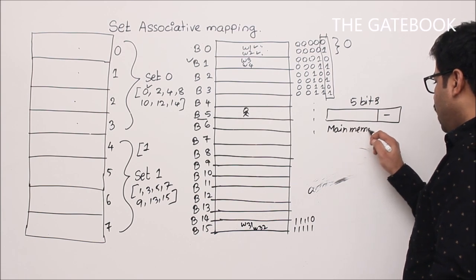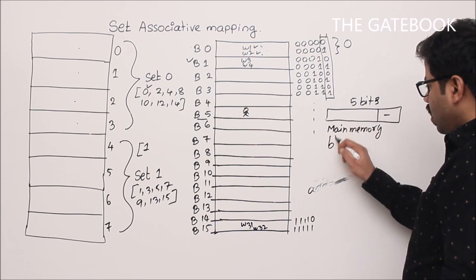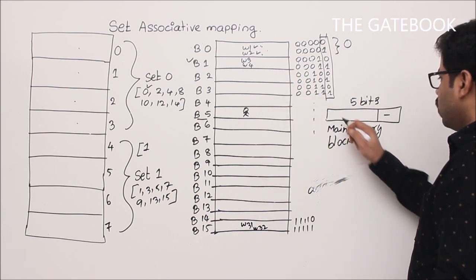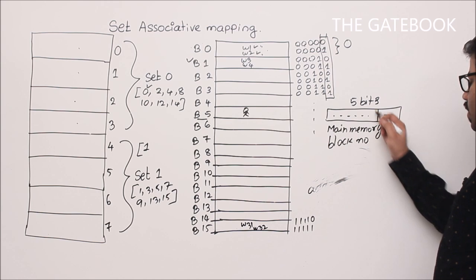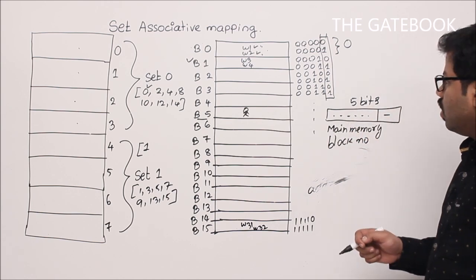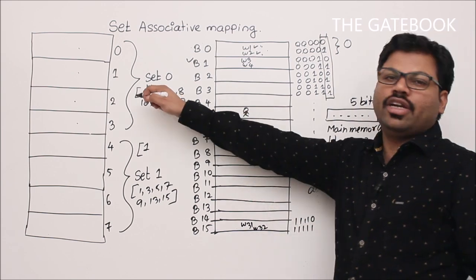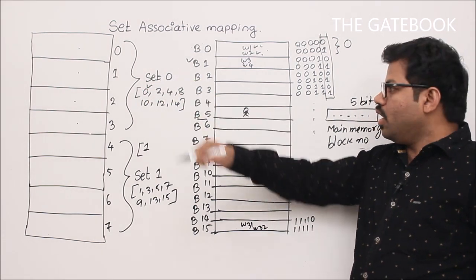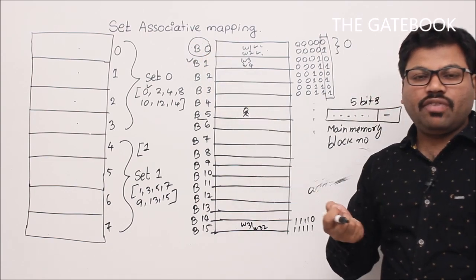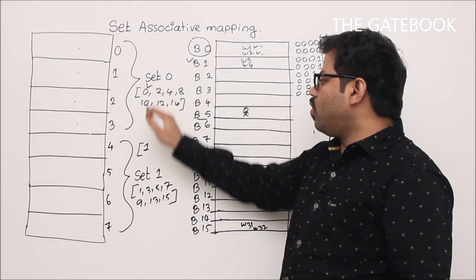That means main memory block number. Always remember, it's not only for set associative mapping. Generally, these bits other than the word offset represent the main memory block number. Now what do you want? You want to know which set number it goes to, right? How did you decide? You divided the block number by 2, right? What is the significance of 2? Because we have 2 sets.